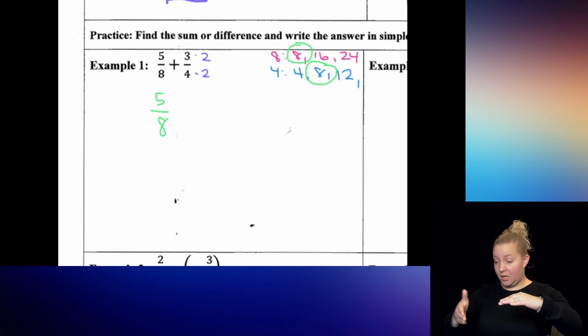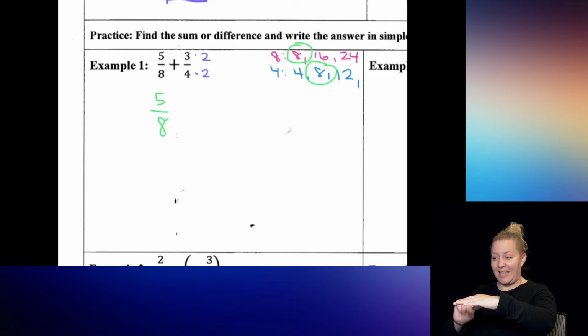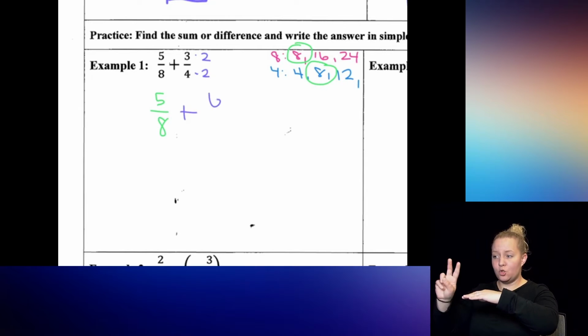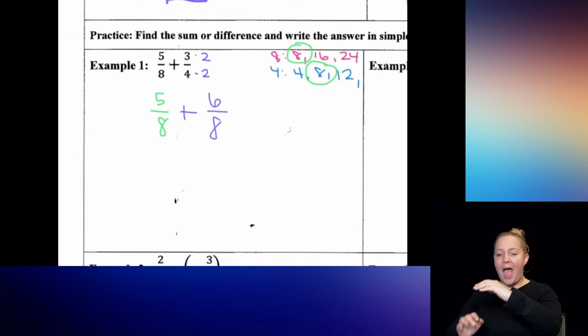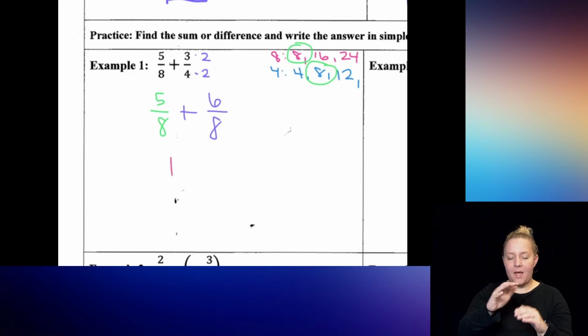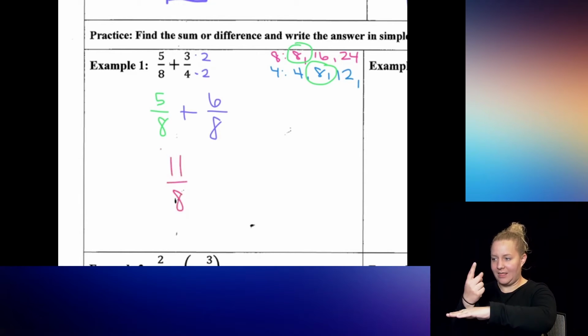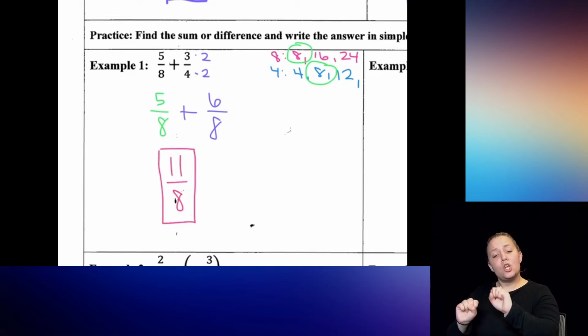And whatever I do to the denominator, you want to do to the numerator. So plus, and this turns out to be 6/8. And then when I add those two things together, I end up with 5 plus 6 gives us 11/8. So you can leave it like this, but I also want to quickly talk about how to turn an improper fraction into a mixed number.